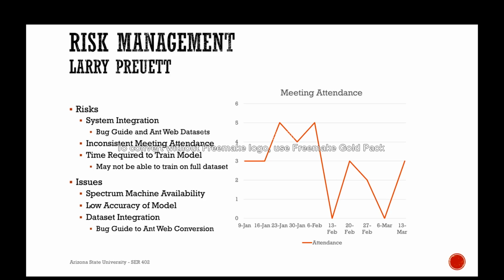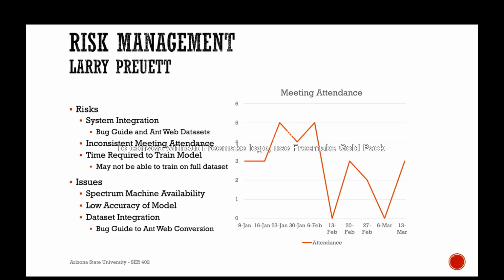Another risk is the time required to train a model. So the maximum amount of time required to train one model is 5 days, which is a lot of time with a month and a half left. Issues include Spectrum machine availability. In the month of February, the Spectrum machine was being utilized almost every time that we got on to use it. Another issue is low accuracy of the model.